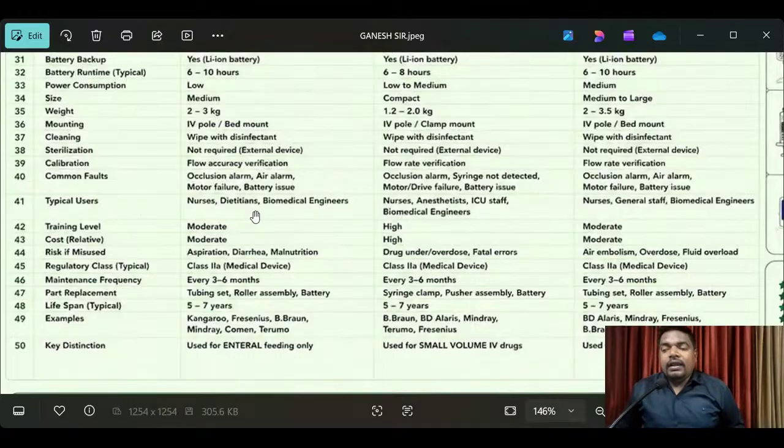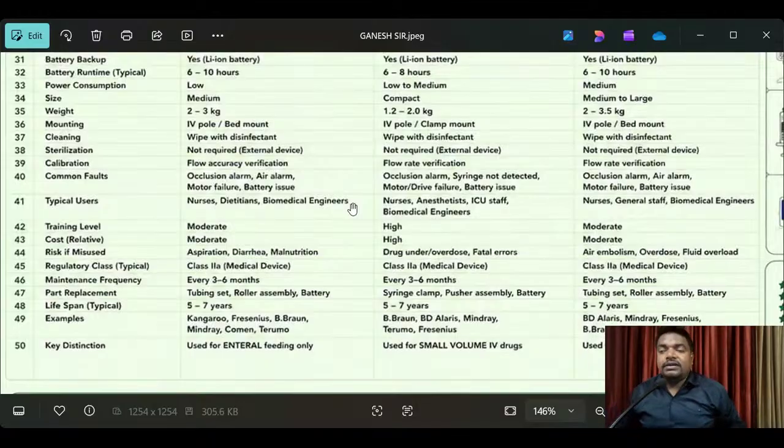Typical users, see here: when it comes to the feeding pump, nurses, dietitians and biomedical engineers. These are the persons using it in hospitals. Why do biomedical engineers use it? To repair the equipment, set up the settings, and do troubleshooting to resolve issues. Nurses use it to care for the patient, to maintain proper doses and medications. Doctors and dietitians give proper medications and proper nutrition; they are using these equipments.